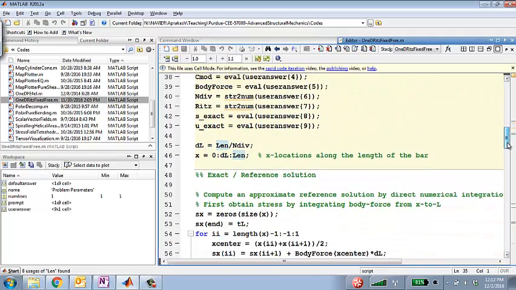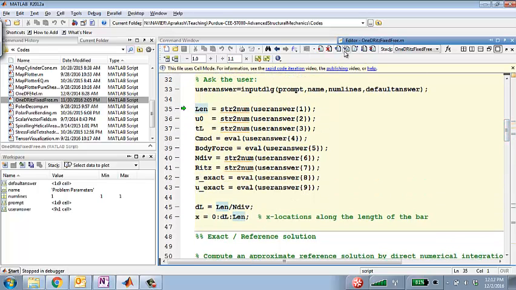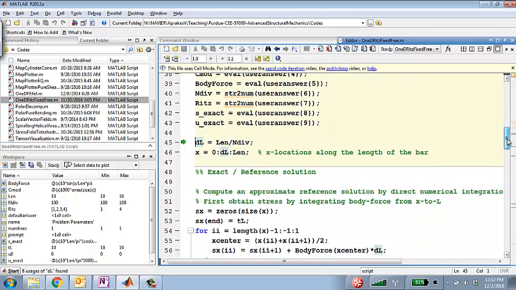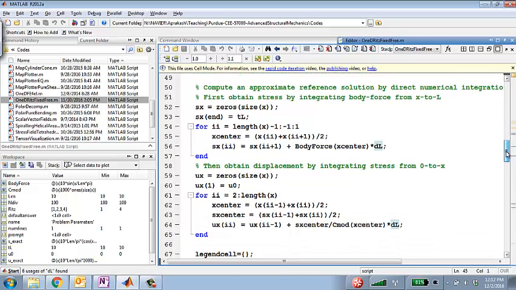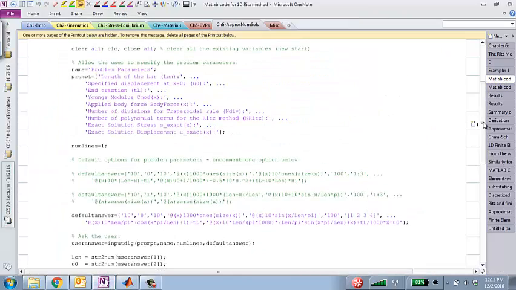Once I get there, the next step will basically go through and assign all of those entries that were given. What we are doing next is computing an exact or a reference solution so that I can compare my Ritz method, my approximate numerical solution, to that exact solution. You can see this part, I'll go back to the Matlab code here.